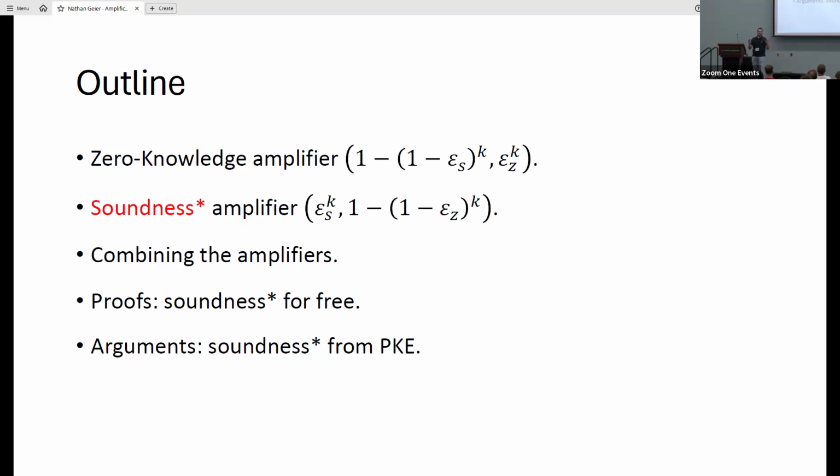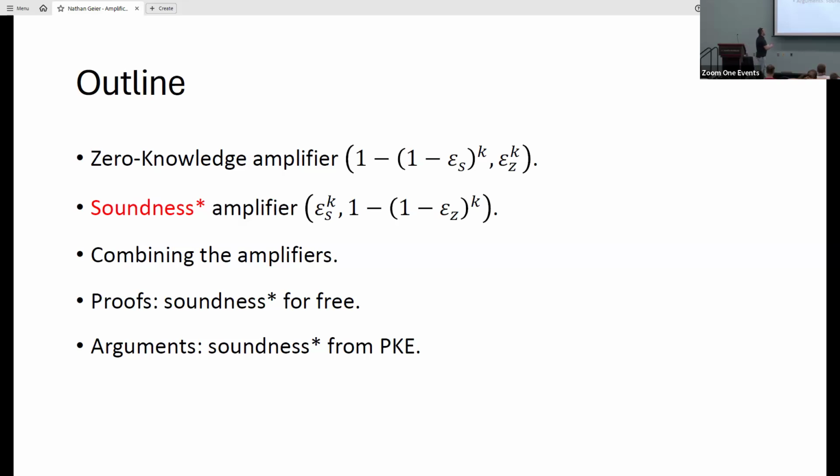So the general outline of what the proofs look like is this. First, we show a zero knowledge amplifier that exponentially reduces the zero knowledge error to epsilon z to the power of k, where k is some amplification parameter that we choose. But on the other hand, it increases the soundness error. As you can see, actually, the distance between 1 and the soundness error also reduces exponentially. So it gets closer and closer to 1. So it decreases the zero knowledge error, but increases the soundness error. Then we show the corresponding soundness amplifier, except that it's not exactly a soundness amplifier, it's a soundness star amplifier, which is a somewhat stronger notion that I will not elaborate on.